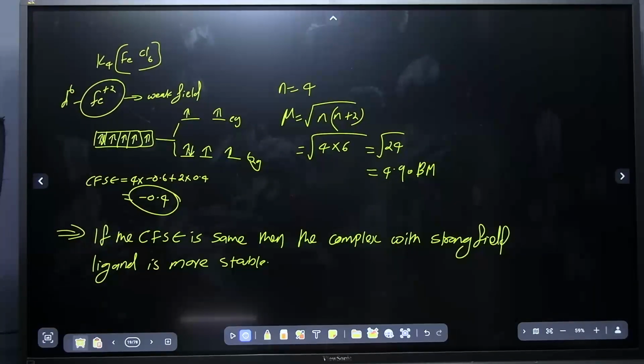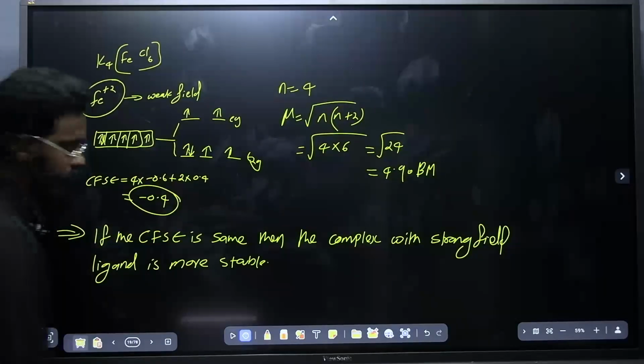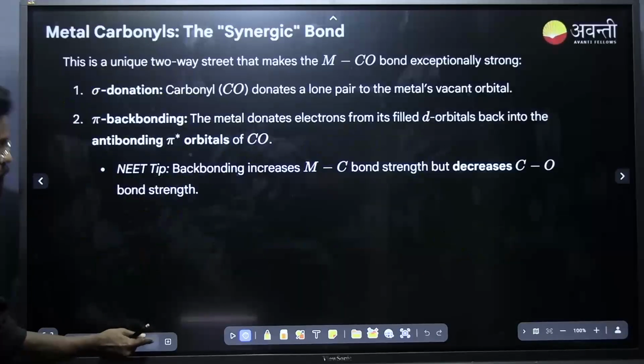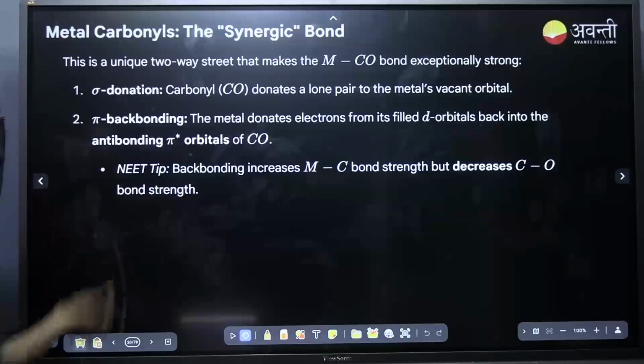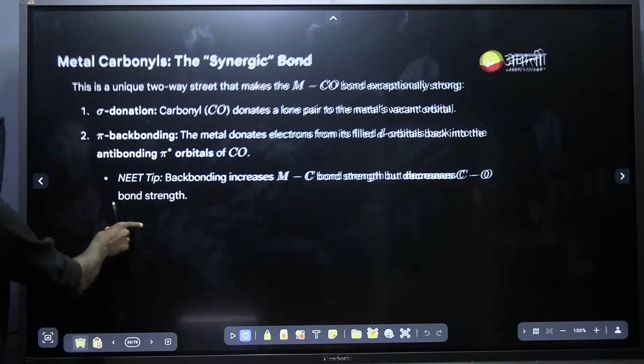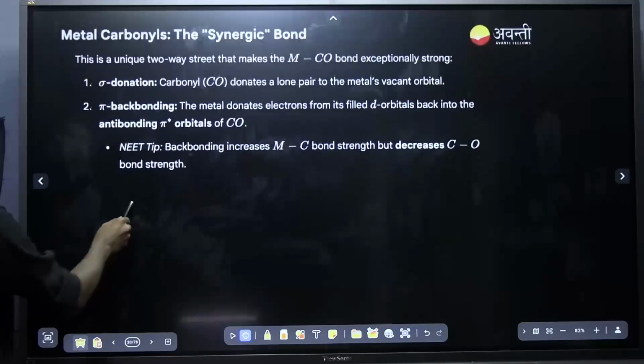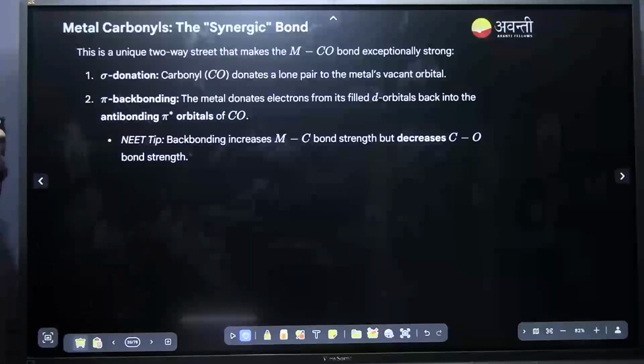Is it clear, everyone? Shall we move to the next topic? Two more topics are there that we will be covering. Next topic is metal carbonyl. It's a very easy topic because we already covered this one during the paper discussion time.